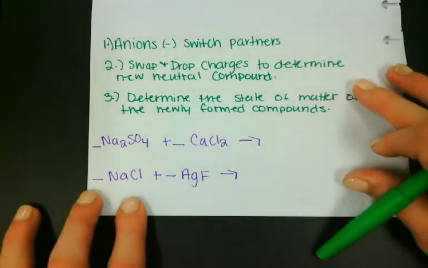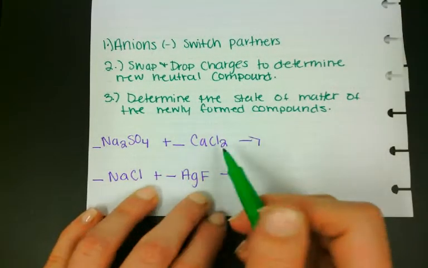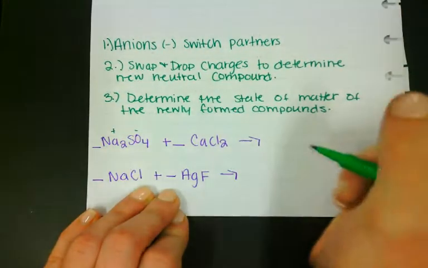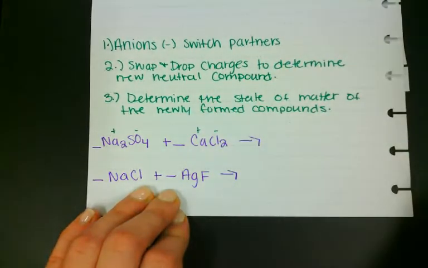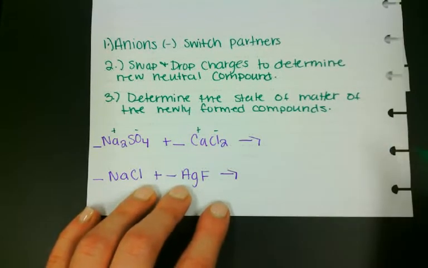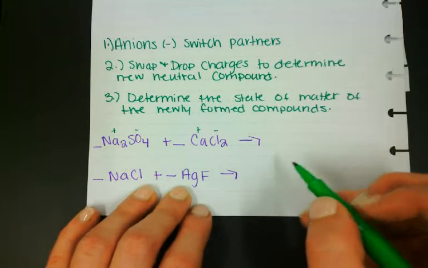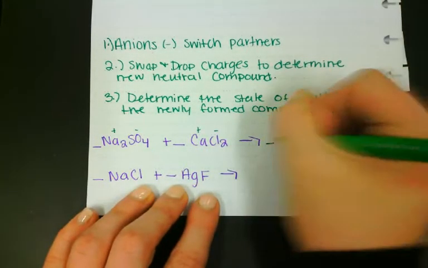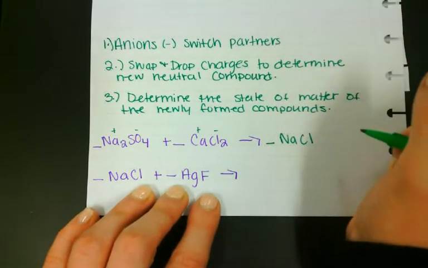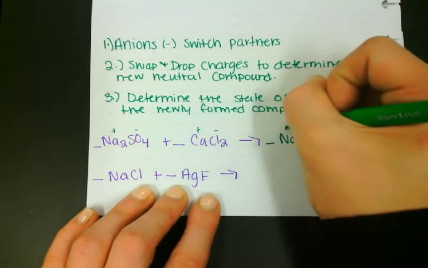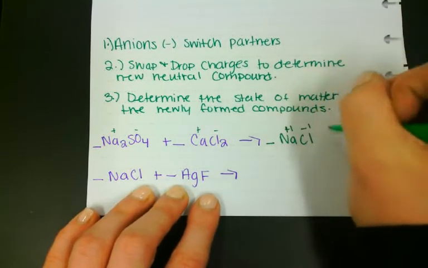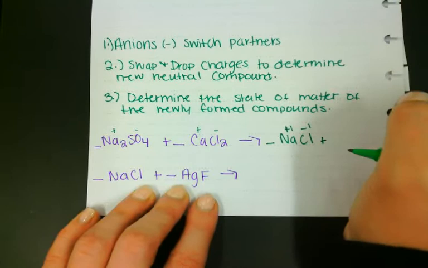Let's go through a few practice problems. Sodium sulfate reacts with calcium chloride. So here I have my cation and my anion, my cation and my anion. Cations always go first in a compound. So I know my rules say that anions will switch partners. So sodium will bond with chlorine. Now the charge on sodium is +1, and the charge on chlorine is -1. So if I swap and drop these charges, they cancel each other out.